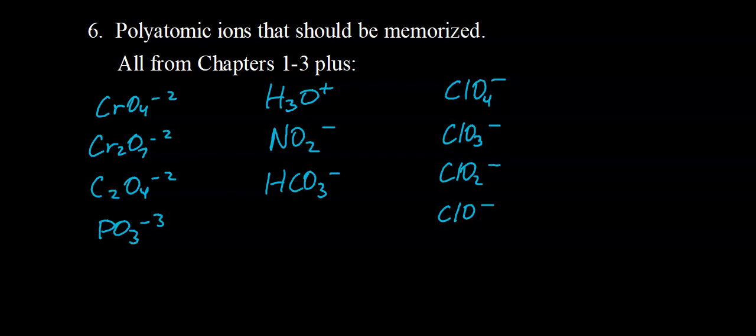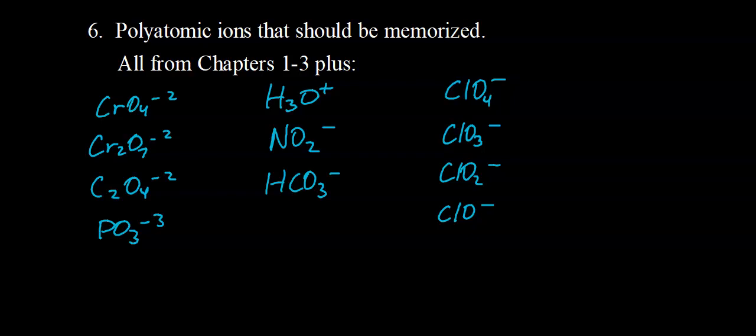CrO4 2-, that's called chromate. Cr2O7 with a 2- charge is called dichromate. Be careful with the next one. It's not chromium, it's carbon. C2O4 with a 2- charge is called oxalate. You can look in the book for the spelling of oxalate. PO4 3- is phosphate, so PO3 3- is called phosphite. We have hydronium, nitrite, HCO3-, that's called either hydrogen carbonate or, better yet, bicarbonate.